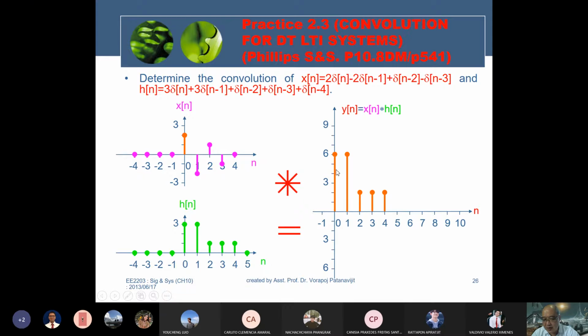The first two impulses have 6 in magnitude, and the 3rd, 4th, and 5th have 2 in magnitude. Because xn is already at position xn equal to 0, the position of them will be identical to hn directly.